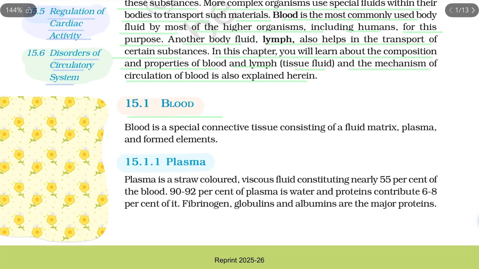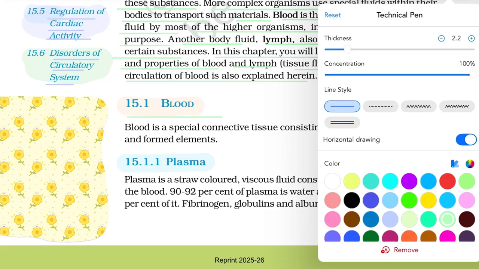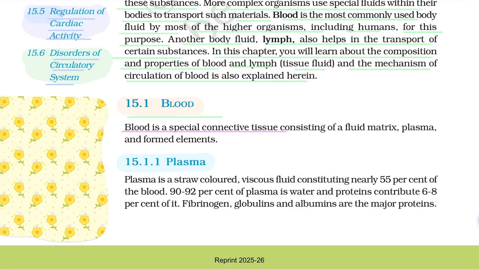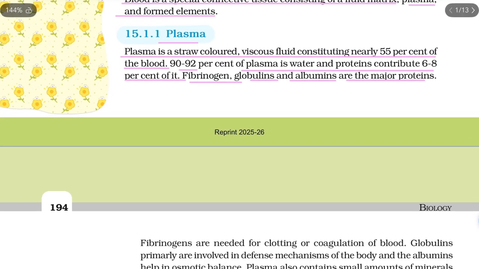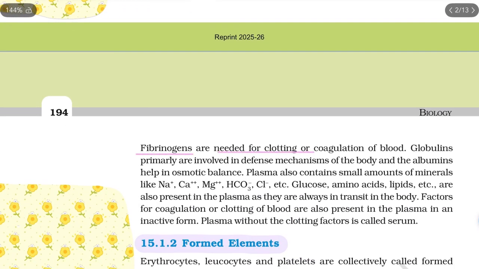So the first heading is blood. Blood is a special connective tissue consisting of a fluid matrix, plasma, and formed elements. Next is plasma. Plasma is a straw-colored viscous fluid constituting nearly 55% of the blood. 90 to 92% of plasma is water, and proteins contribute 6 to 8% of it. Fibrinogen, globulins, and albumins are the major proteins. Fibrinogens are needed for clotting or coagulation of blood. Globulins primarily are involved in defense mechanism of the body, and albumins help in osmotic balance.